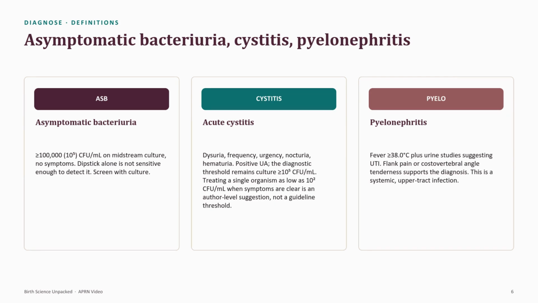Treating a single organism as low as 100 CFUs when symptoms are clear is an author-level suggestion, not a guideline threshold. Pyelonephritis, of course, is fever at or above 38 degrees Celsius, plus urine findings with flank or CVA tenderness. That one is systemic, and it is the dangerous one.